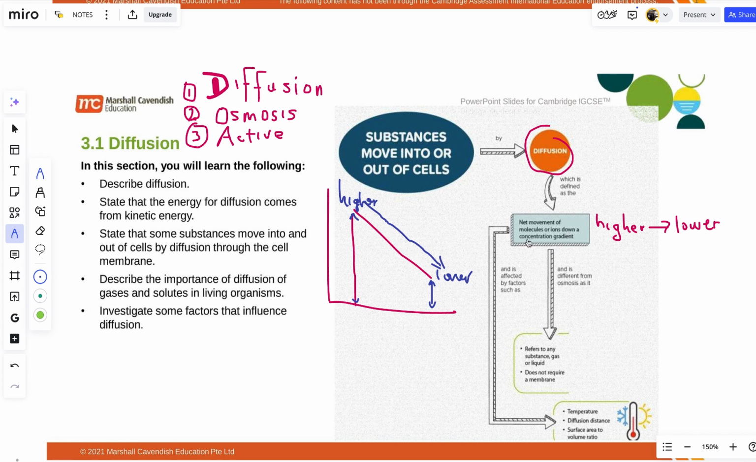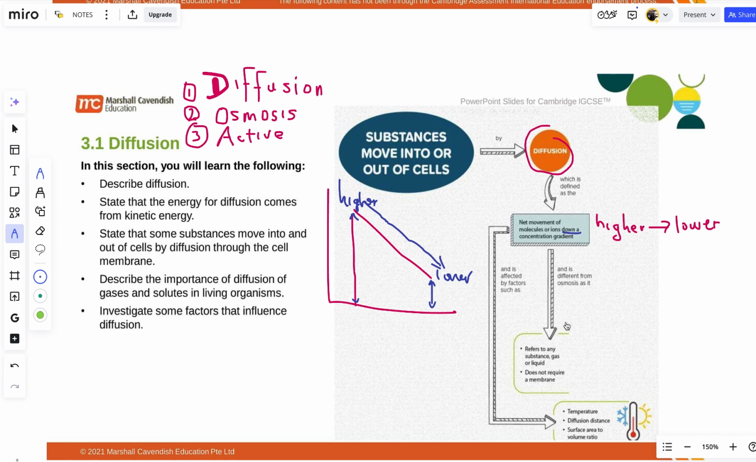So the word "down the concentration" simply means you are moving down the slope. Now, it's different from osmosis. We say diffusion is different from osmosis because osmosis requires a semi-permeable membrane. We're going to talk about that.